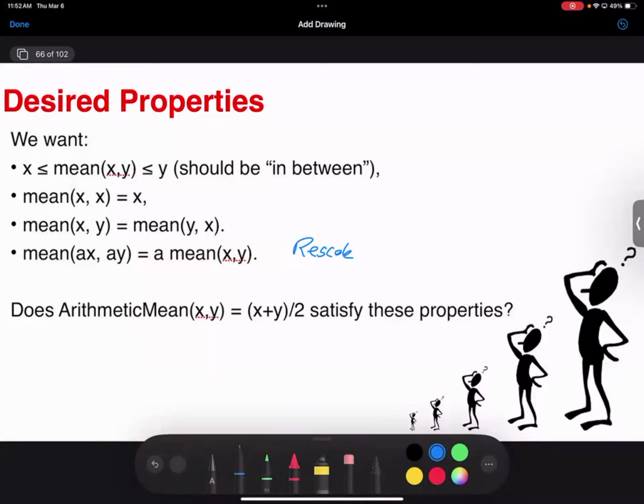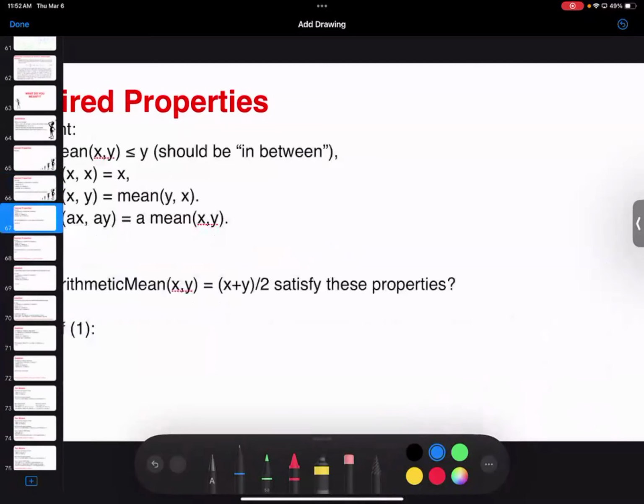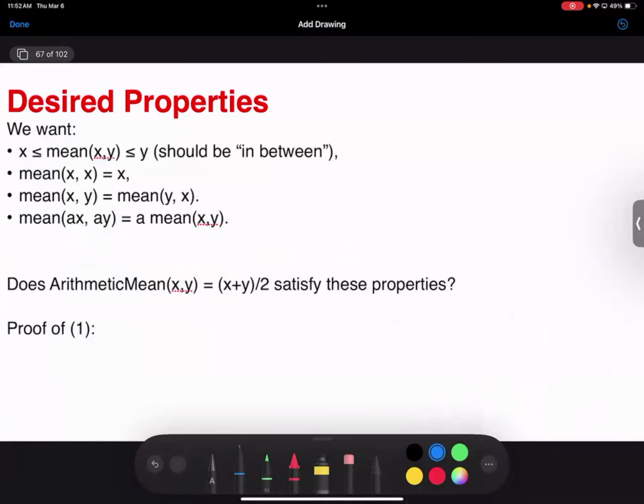Does the arithmetic mean satisfy these properties? Yes. I've done this all the way down to junior high school kids. It's not too bad to show this. There is still an extra property, but I think I'm holding off on that for a little bit. The proof of one, let's just do one just to be definite.